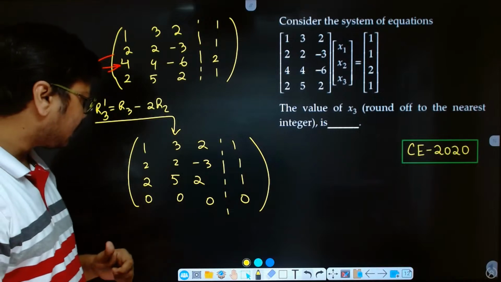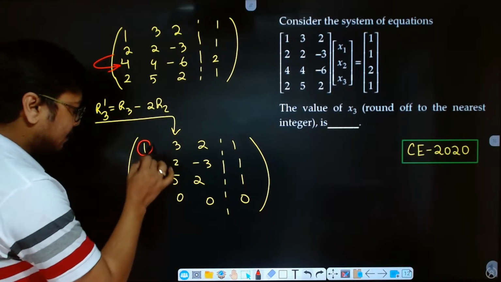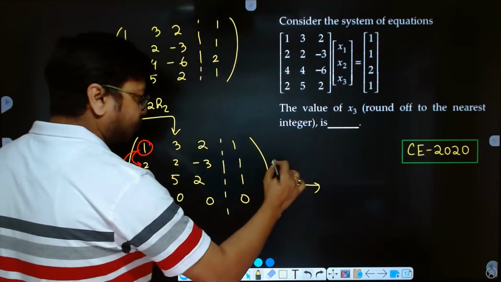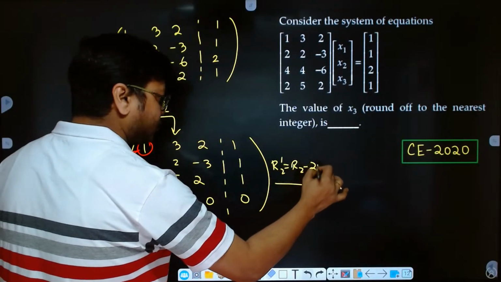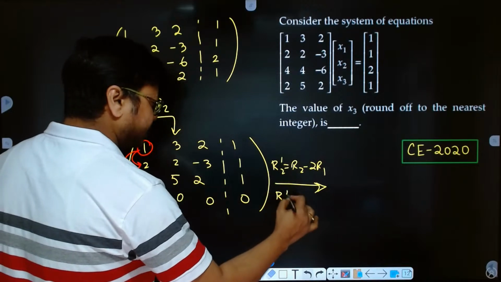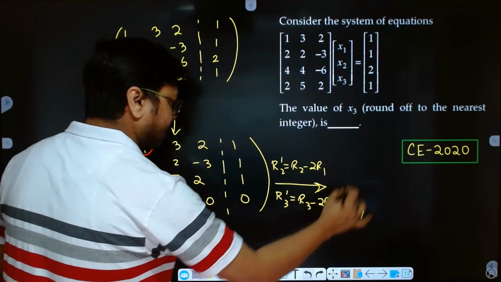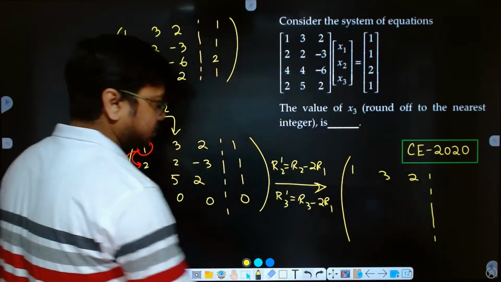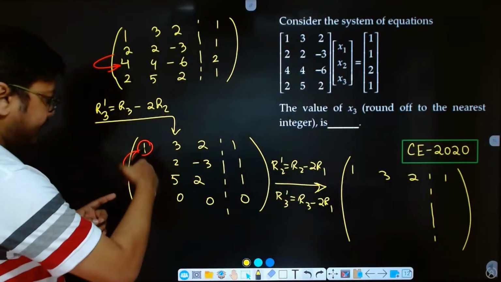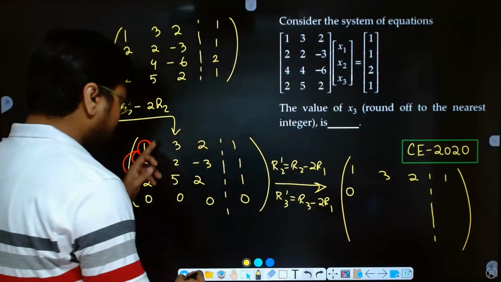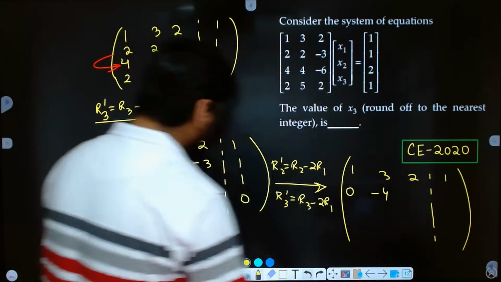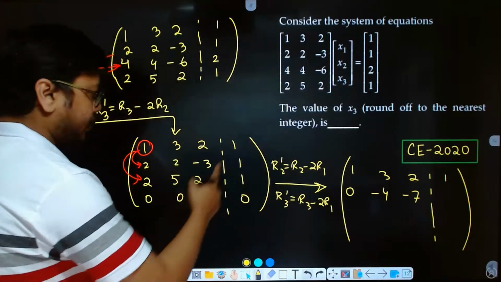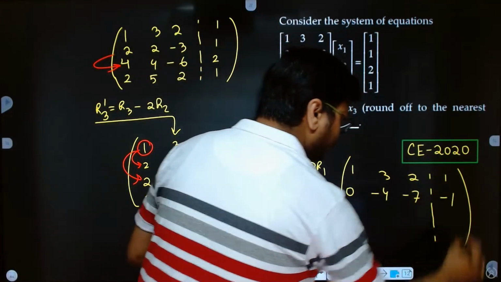Now let's do some more operations. With the help of this one, let's make this position and this position 0. So that would involve r2 dash equals r2 minus 2 times r1, and r3 dash equals r3 minus 2 times r1. If I do this, I'll be having 1 3 2 augment with 1, and if I do a subtraction, that's 0, 2 minus 6, that's minus 4, minus 3 minus 4, minus 7, 2 1 minus 2 minus 1.